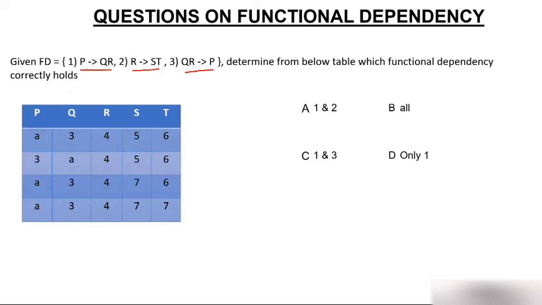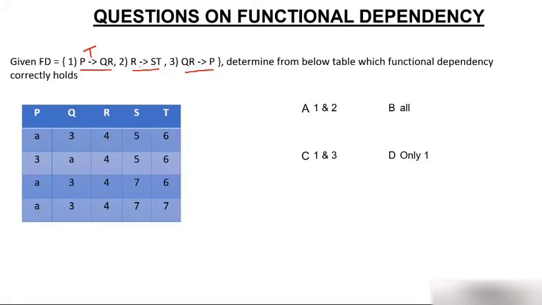So let's start. P to QR. That is, if two P are equal, then QR should be equal. This is A, this is 3 4. Again I'm repeating A, then this should also be the same. This is 3 4. Again I'm repeating A, this should also be equal. So if I'm repeating the P value, the QR value is also repeating, so this is correctly true. This dependency is correctly holding.